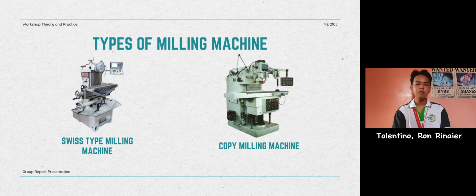Swiss type milling machines are highly specialized for precision and high-speed machining of small intricate parts. They are commonly used in watchmaking and medical device manufacturing. And lastly, tenth, copy milling machine. Copy milling machines are used to duplicate or reproduce complex shapes by tracing a template or model.